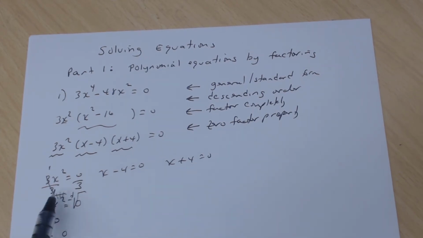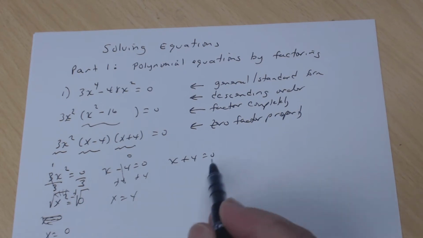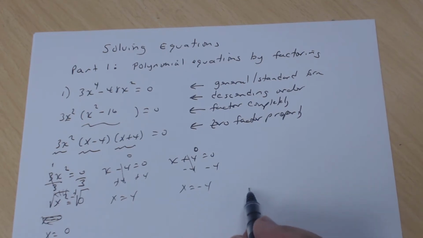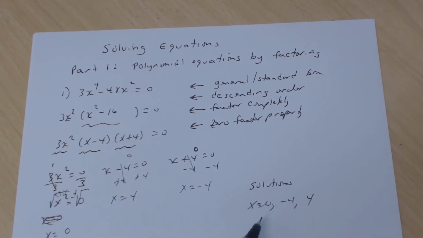So some of this you could do by inspection, and you really need to try and see this. You need to try and solve this by inspection whenever you can. And over here I'm going to add 4 to both sides, and when I combine like terms, I get x to be 4. And over here I'm going to subtract 4 from both sides, and when I combine like terms, I get x to be negative 4. So your solutions will be x equals 0, negative 4, and 4. All right, so there are 3 solutions. So this equation has 3 solutions.